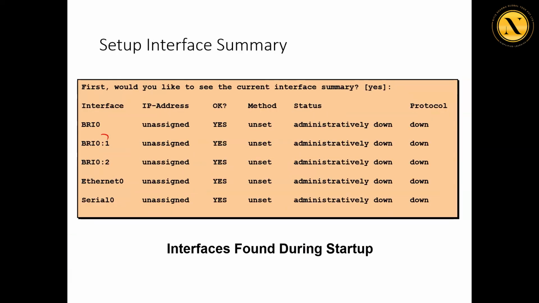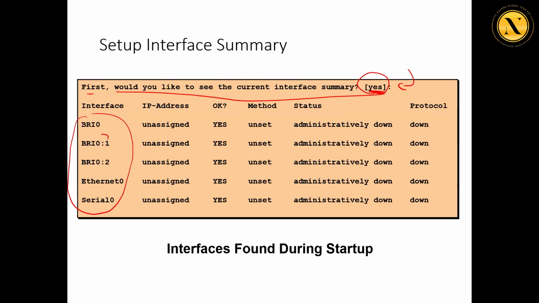Okay, so now it's giving this output. First, would you like to see the current interface summary? Yes or no? If you just press enter, which means yes, it's telling you now, guys, that this router has got these many physical ports on it.